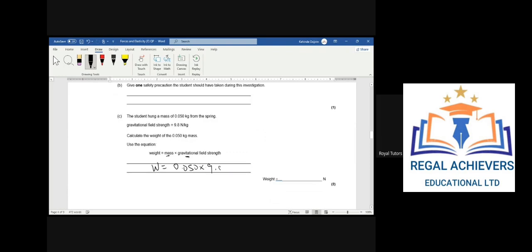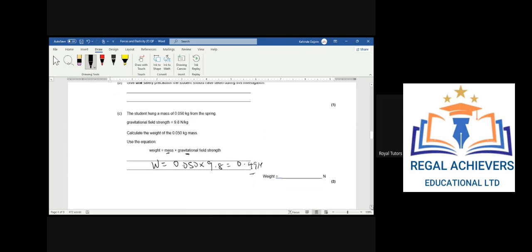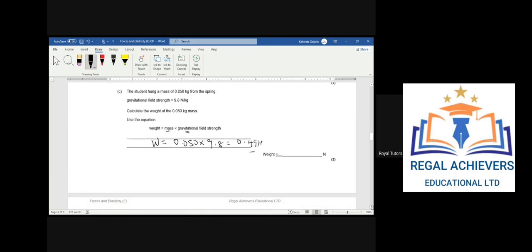Your 9.8, and that will give you 0.49 Newton as your answer. It's as simple as that. All right. Let's take a look at more questions.